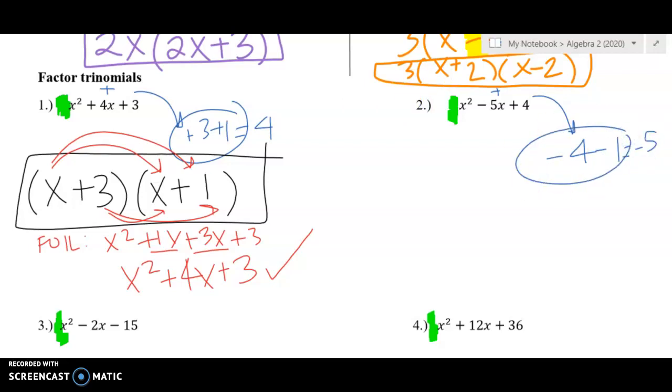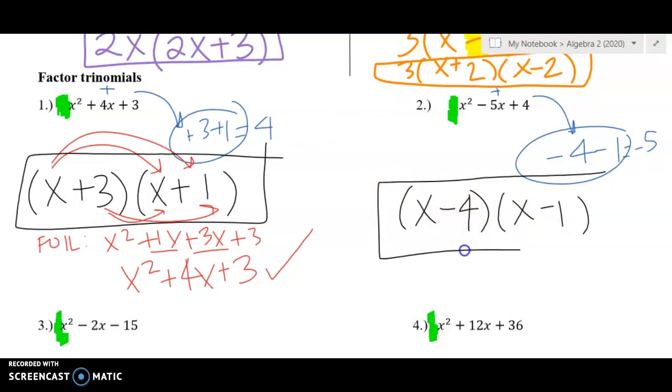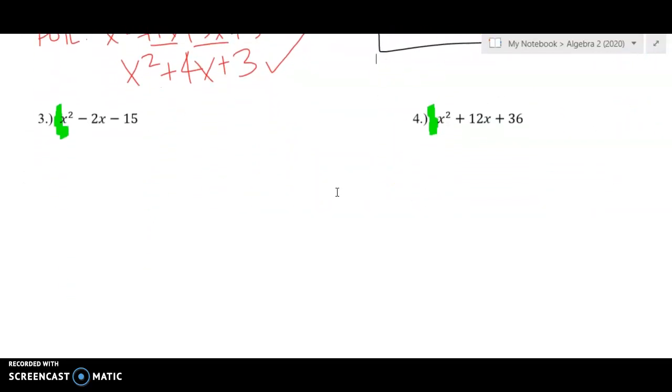So then I'm going to go ahead and make my factors here. I'm going to separate x squared into x and x. We already figured out one of them needs a minus 4 and the other needs a minus 1. And you could FOIL it like I did in the red pen on the other one. It would work, but you can always check your work.